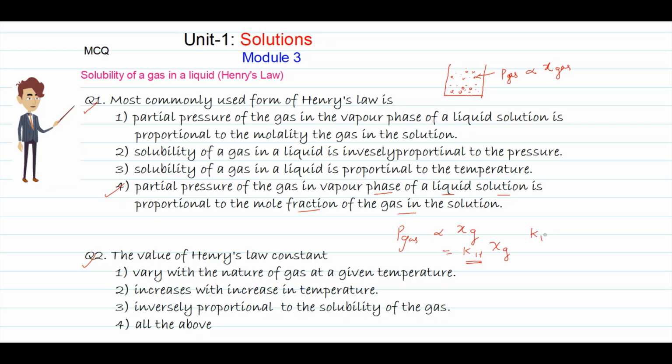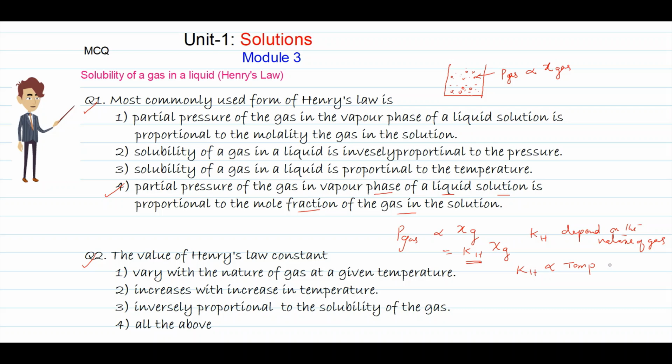Henry's law constant depends on the nature of gas. For each gas, Henry's law constant has a particular value. It means different gases have different values for Kh. Also, we find that Kh is proportional to temperature. As temperature increases, Kh increases.